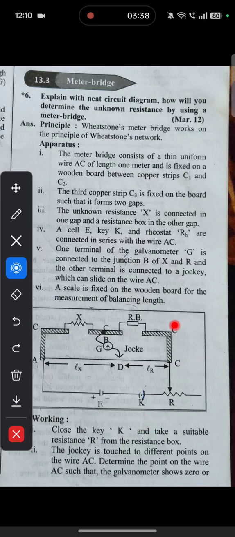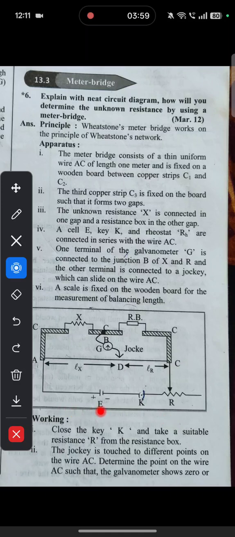This is very important first. So this is E, which means power supply, a battery eliminator. With the help of this we can provide the current. K is the plug key, which acts as a switch, okay, and this is RH. R means rheostat. It acts as a variable resistor.